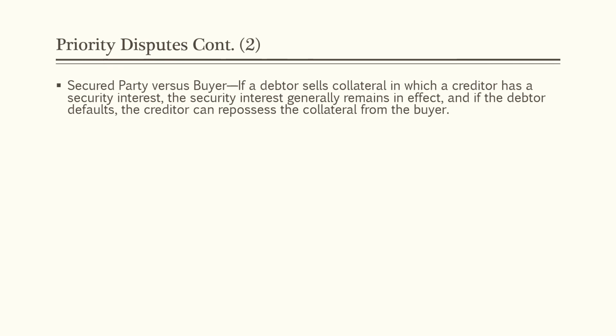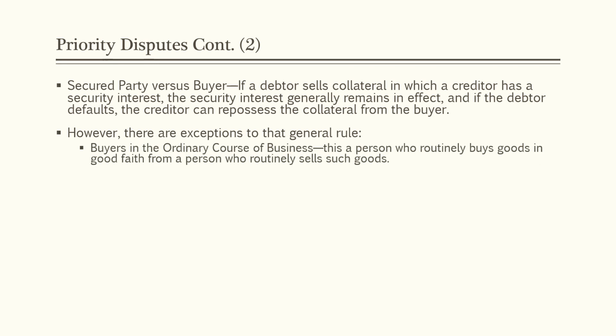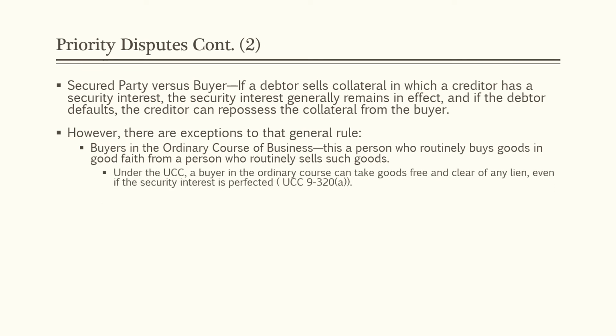Now that's the general rule, but there are exceptions, because there are always exceptions. Buyers in the ordinary course of business. This is a person who routinely buys goods in good faith from a person who routinely sells such goods. Under the UCC, a buyer in the ordinary course can take goods free and clear of any lien, even if the security interest is perfected.